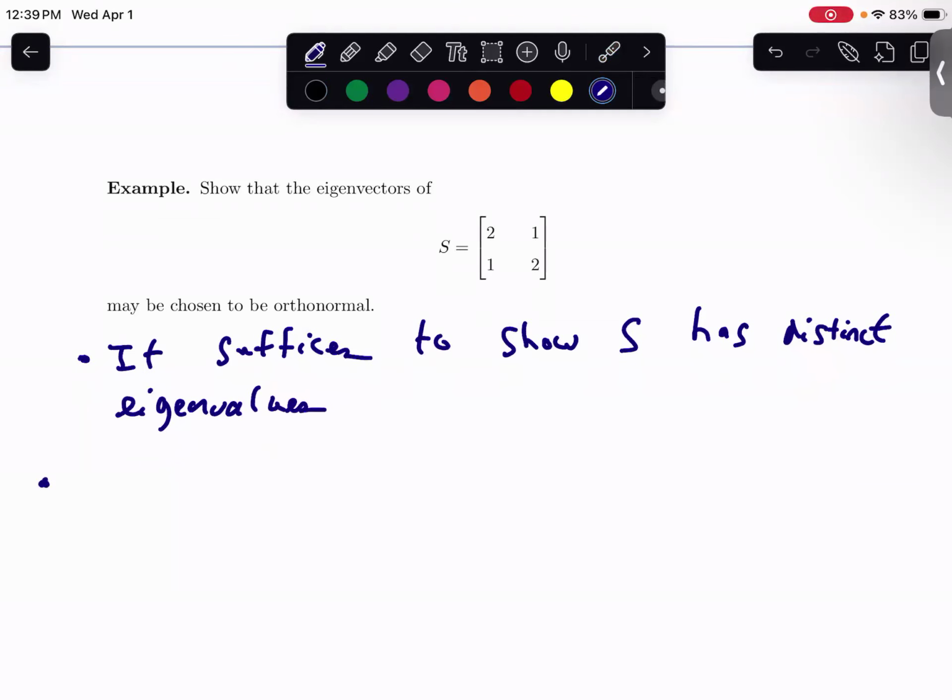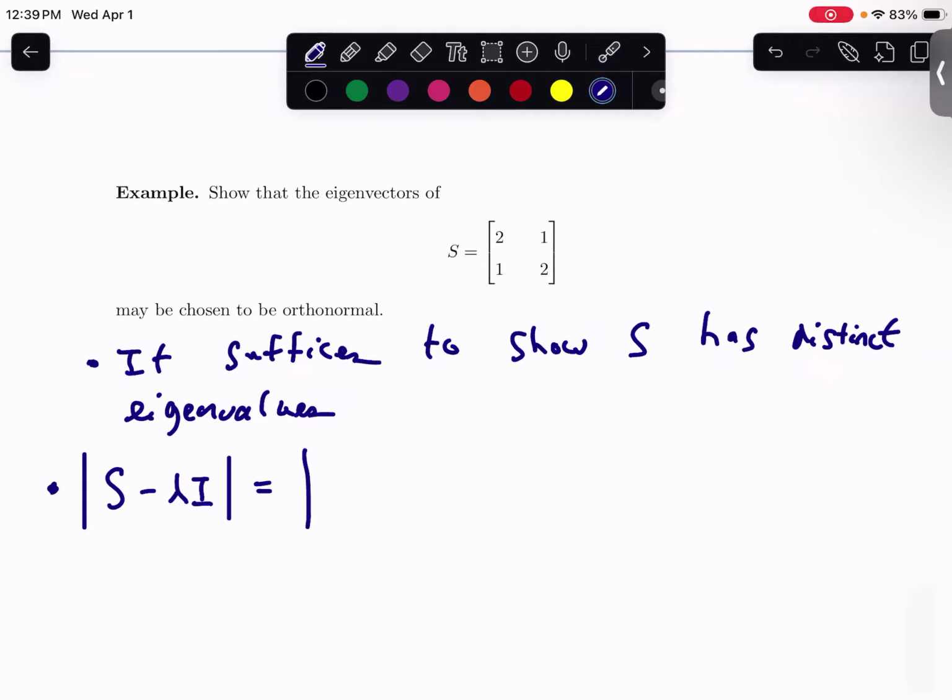So finding the eigenvalues, you do the determinant of S minus lambda I. Right, so you just take S and subtract lambda from the diagonal. So this will be 2 minus lambda, 1, 1, and then 2 minus lambda again. And you compute the determinant. This is going to end up being equal to (2 minus lambda) squared minus 1. And then if you FOIL this out and combine like terms, this ends up being lambda squared minus 4 lambda plus 3.